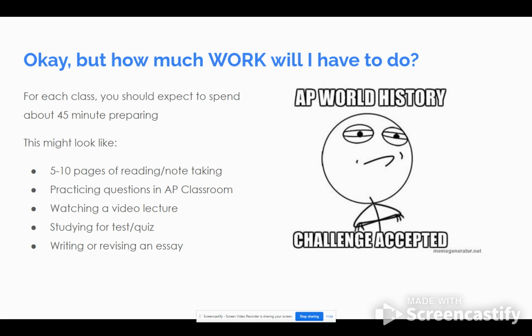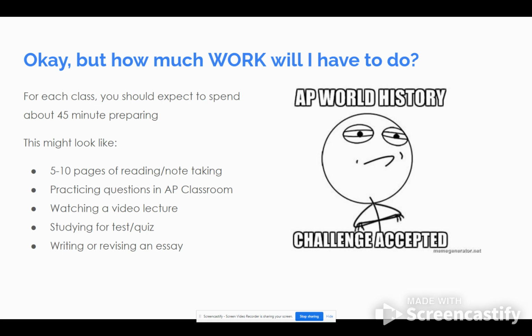This might look like a number of different things throughout the year. It might be 5 to 10 pages of reading and taking some notes. Could be watching a video lecture that we've prepared for them. Could be studying for an upcoming test or a quiz that we have in class. Might involve writing or rewriting or revising an essay. Watching a video for class, practicing questions online in AP Classroom. In class, again, we typically focus on skills. So we expect that as you're coming into class, you're reading the content at home so that we can go over it in class.